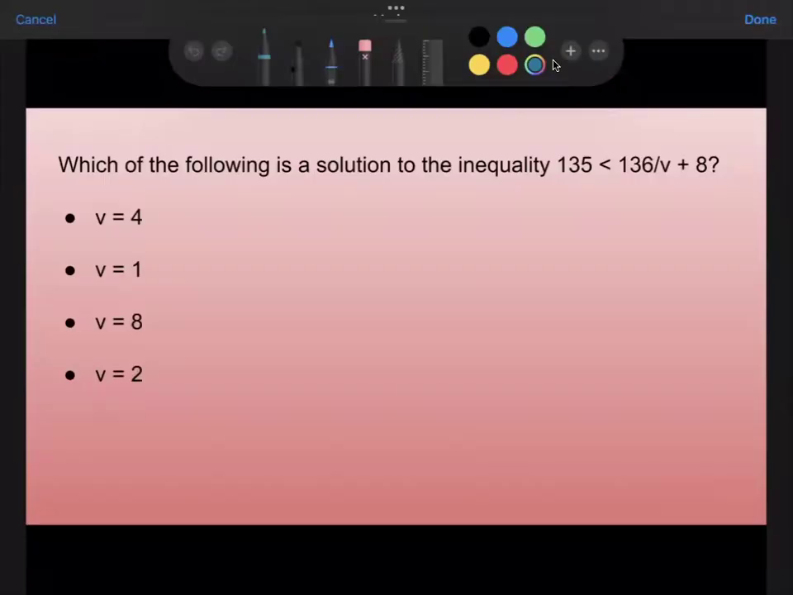Okay, here is our next one. Which of the following is a solution to the inequality 135 is less than 136 divided by V plus 8? So these just keep getting more and more complicated. I'm going to go ahead and rewrite 135 is less than 136 divided by V plus 8 as my framework.